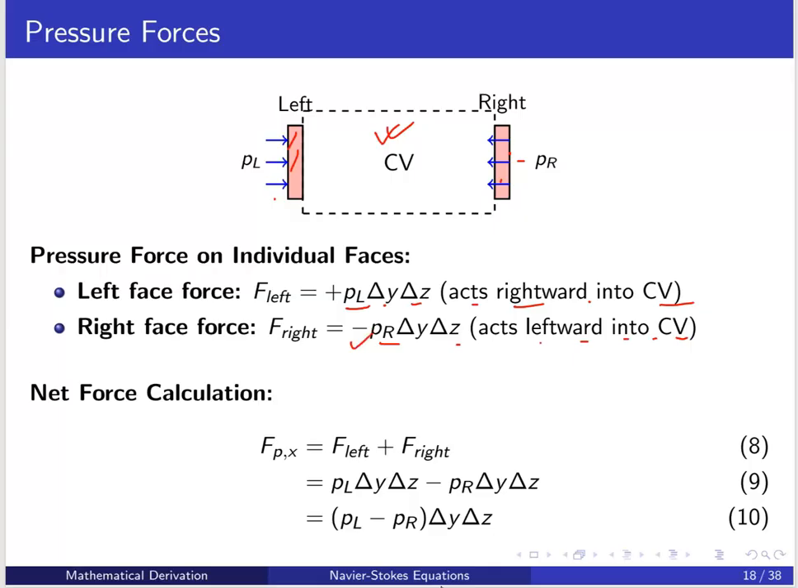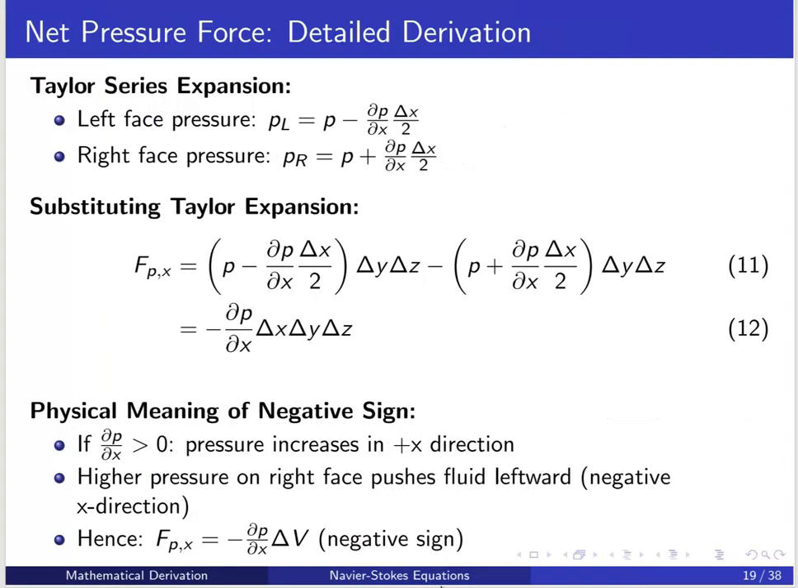Now the net force calculation: F_left plus F_right, so that will be (P_L minus P_R) Δy Δz. Now if we do the Taylor series expansion, P_L will be P minus ∂P/∂x Δx/2, and the right face pressure P_R is nothing but P plus ∂P/∂x Δx/2. Substituting the Taylor expansion, finally we get F_Px equals minus ∂P/∂x Δx Δy Δz.